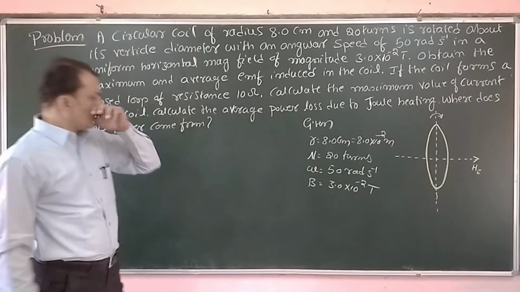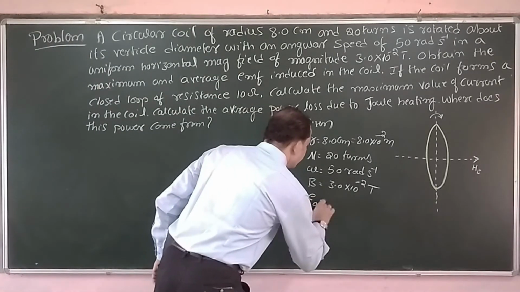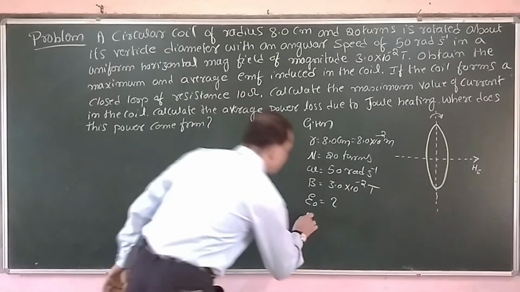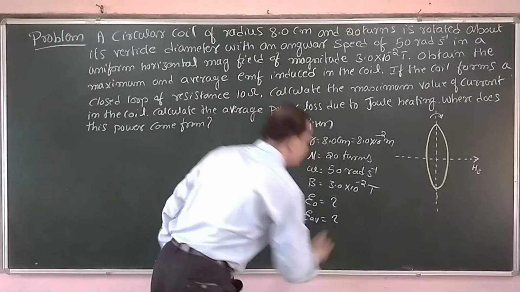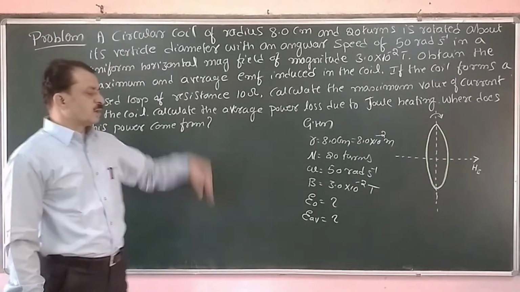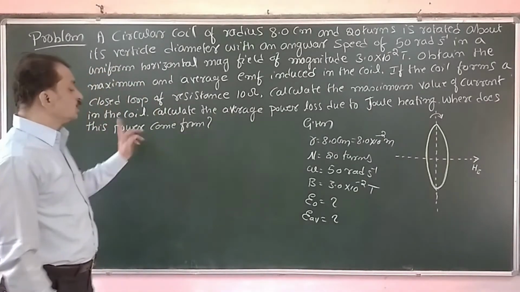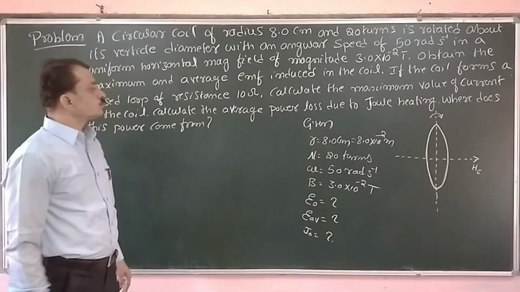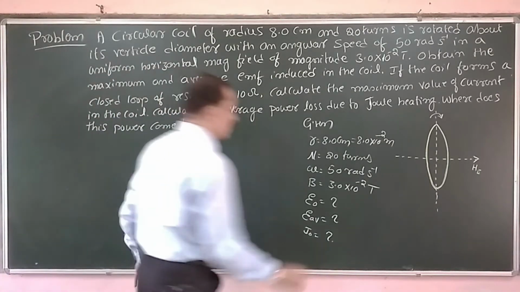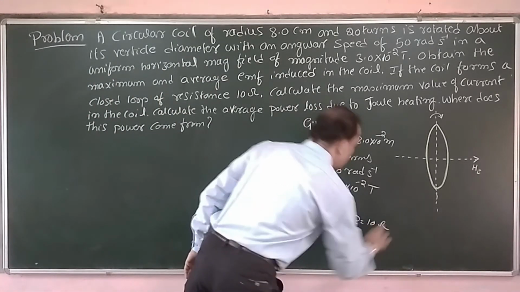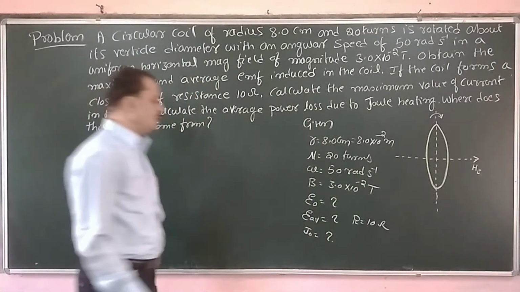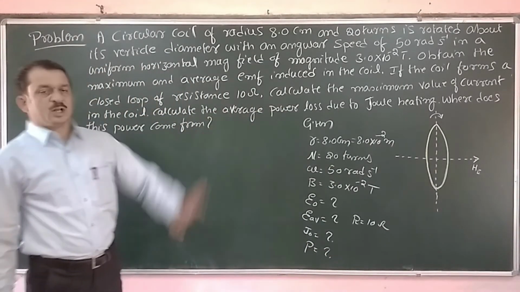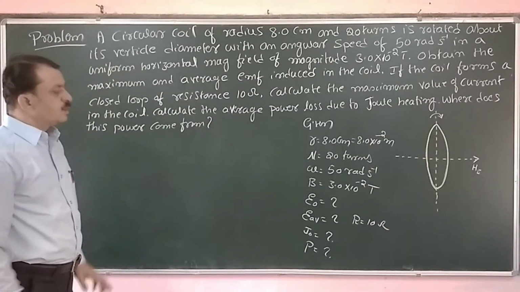That is given. We have to calculate the maximum EMF induced, that is the amplitude E0, and then the average value of EMF over one complete cycle. And the maximum current I0 we have to work out. If the coil has a resistance R of 10 ohm, then we have to work out the maximum current and the average power dissipated in that coil. Okay, so one by one we will work out.